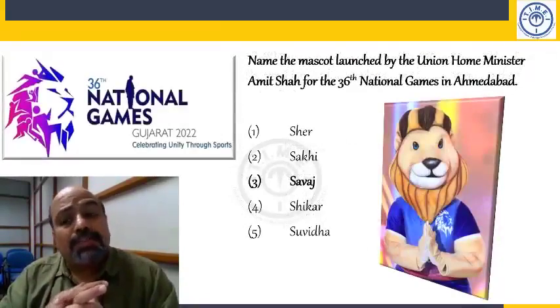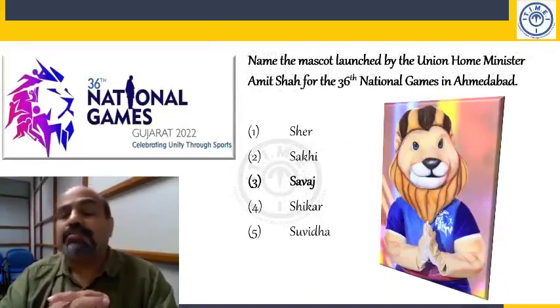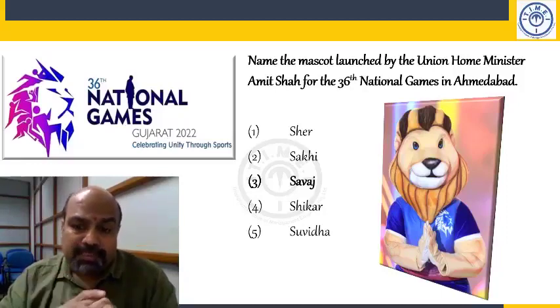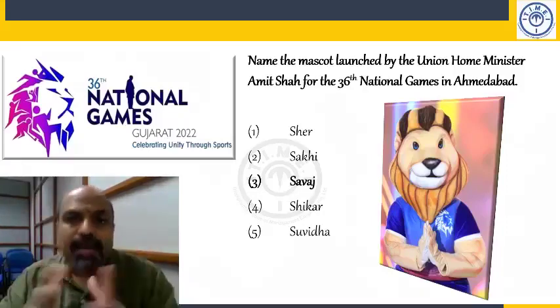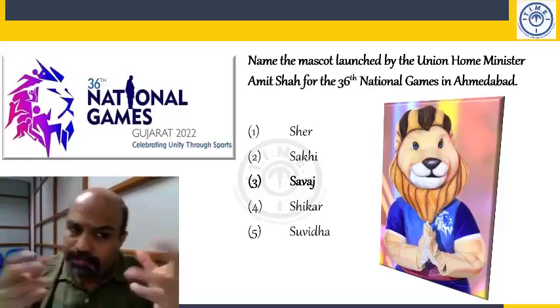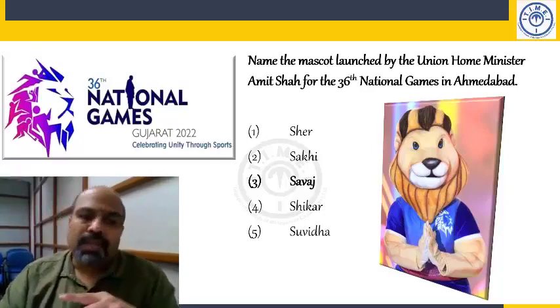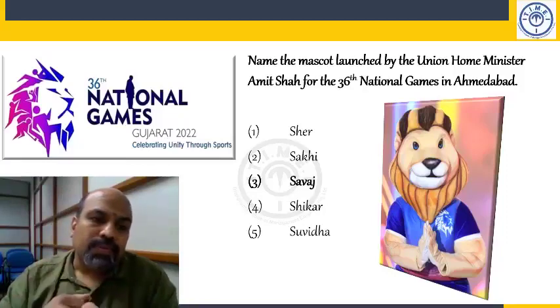Name the mascot launched by the Union Home Minister Amit Shah for the 36th National Games in Ahmedabad. Savaj. Savaj means cub, C-U-B, cub means the young of a lion. You see that logo there? Or if you want to write a little bit about the 36th National Games in Gujarat, you could write this. 36th National Games. Underline that.